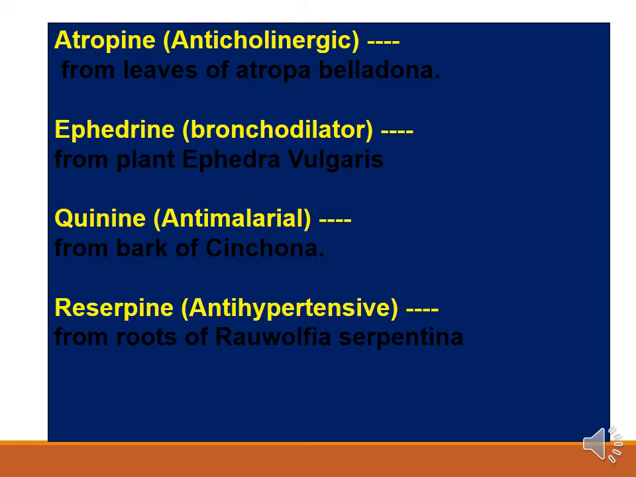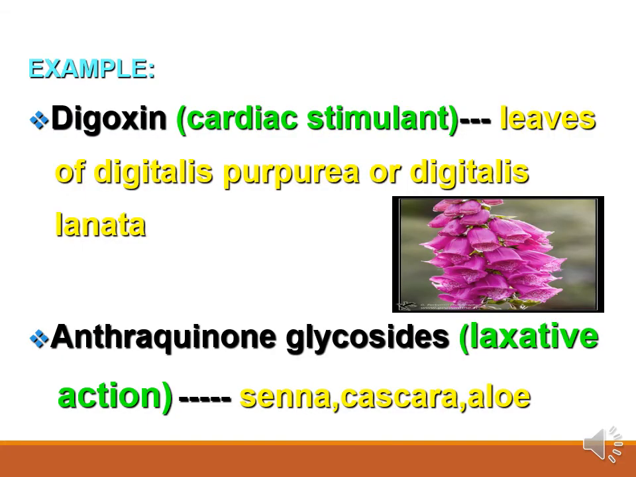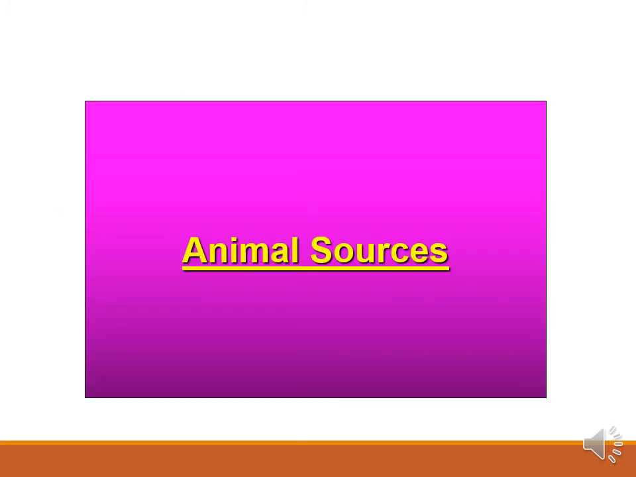And then reserpine is used as an anti-hypertensive drug. It is obtained from the roots of Rauwolfia serpentina. Again, digoxin, a very important cardiac stimulant, is obtained from the leaves of Digitalis purpurea or Digitalis lanata. Then anthraquinone glycosides are used as laxatives to relieve constipation, and they are present in senna leaves, cascara, and aloe. So these were our plant sources.